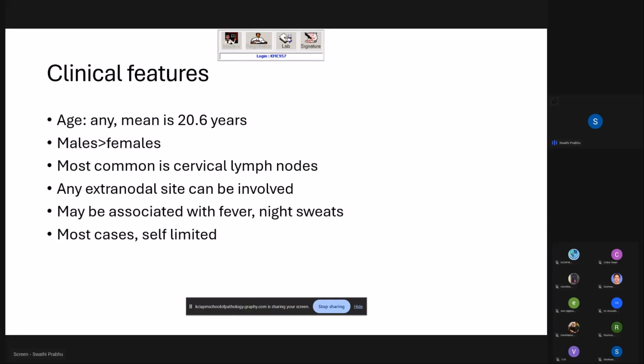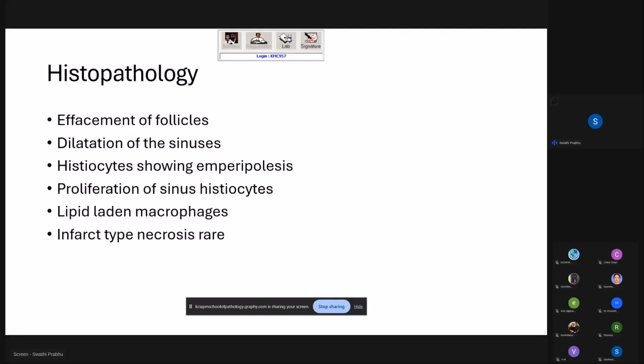It can present at any age, but the mean is 20 years. More common in males, most common again in cervical lymph nodes, but any extranodal site can be involved. This patient did have bone marrow involvement, where they did a PET and there was uptake in the bone lesion and in the bone marrow. They may be associated with fever and night sweats, and most of the cases are self-limited.